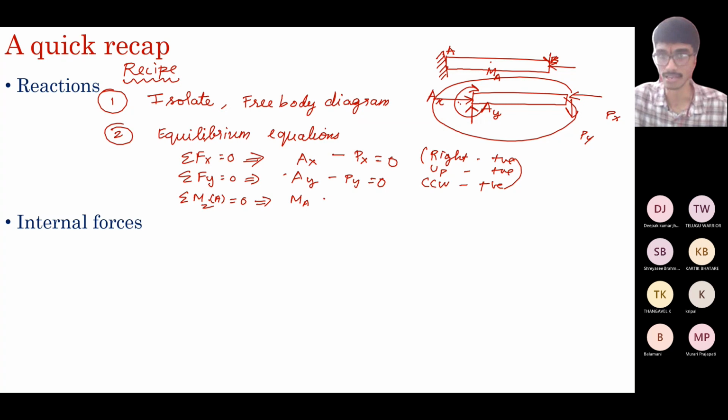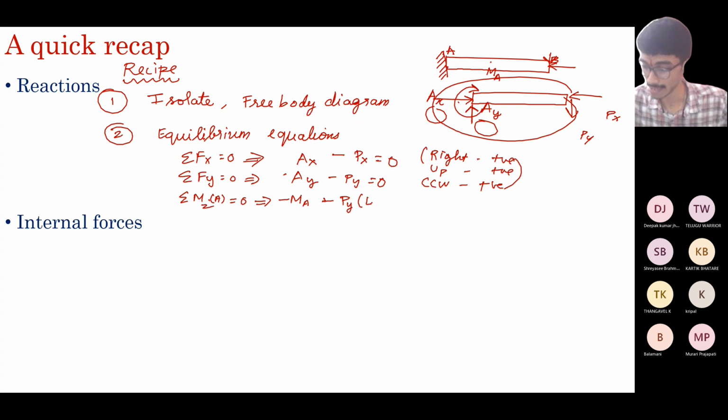So these two forces, AX and AY, will not contribute to moment because they're acting through the point. The lever arm is 0. Instead, PY will contribute. It is clockwise. Moment about this point: clockwise moments are negative, so minus ME minus PY into L equals 0.